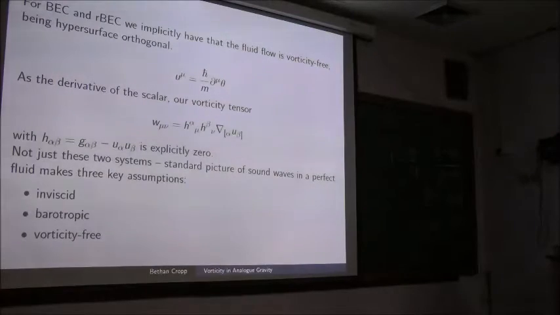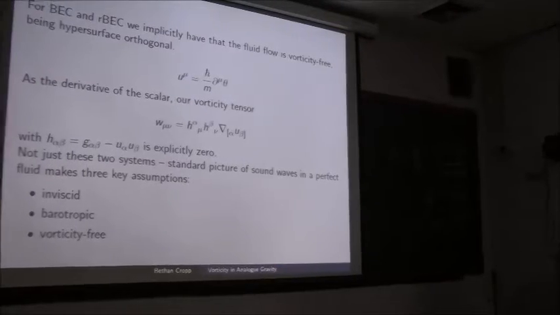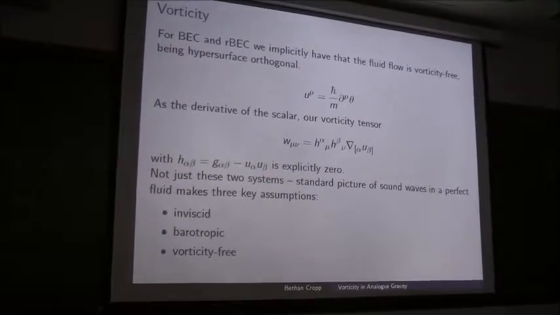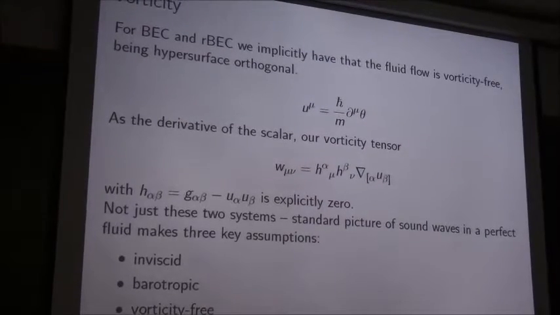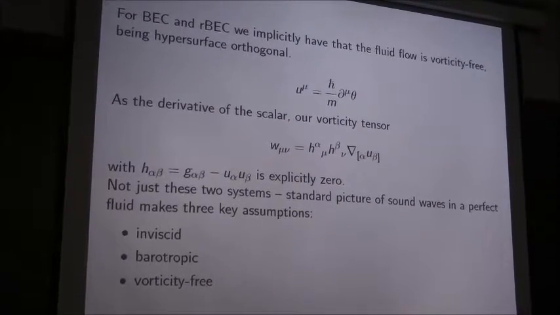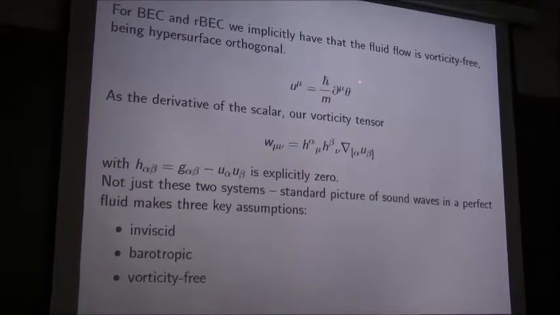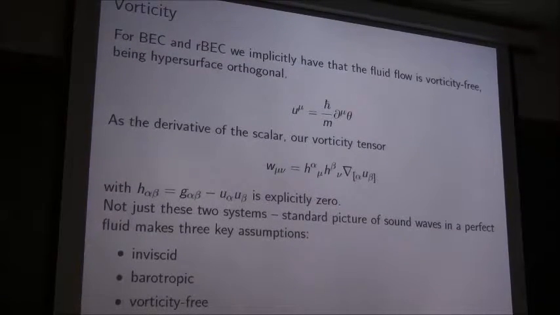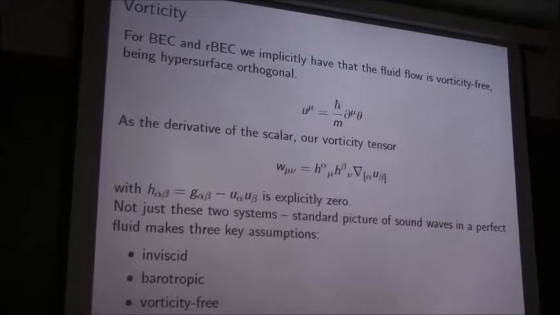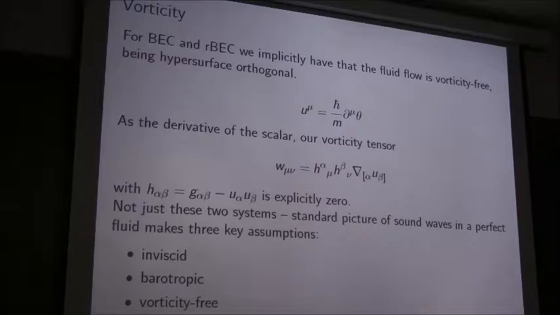Now, I put vorticity in my title, so it's probably about time I mention vorticity and what relevance it has. So we have implicitly set the vorticity of this flow to zero simply by the definition we were taking for this free velocity, because we've explicitly put it as the derivative of a scalar. So automatically everything is zero. So this in and of itself would not at all worry me. In an analog system, it's just a particular system we have taken, and the vorticity in the system happens to be zero. That's the nature of the system.